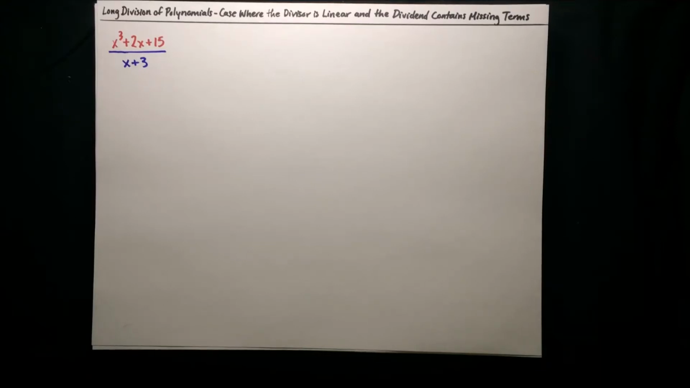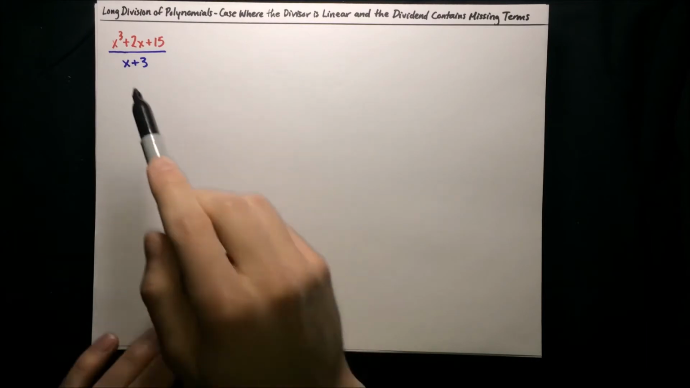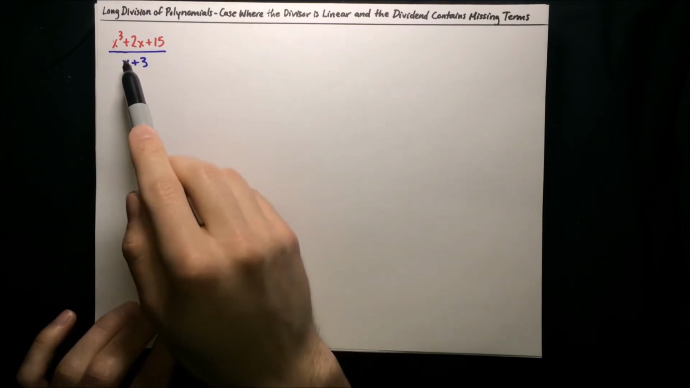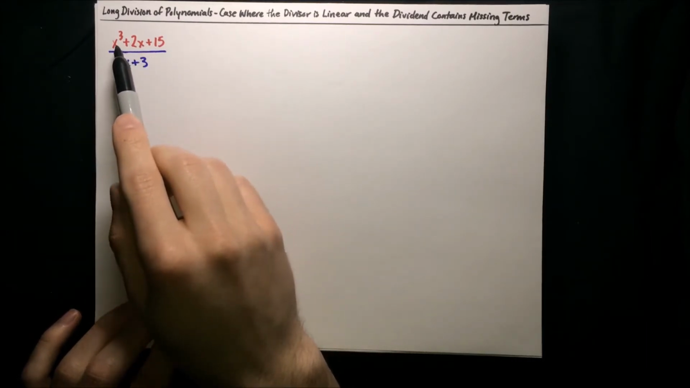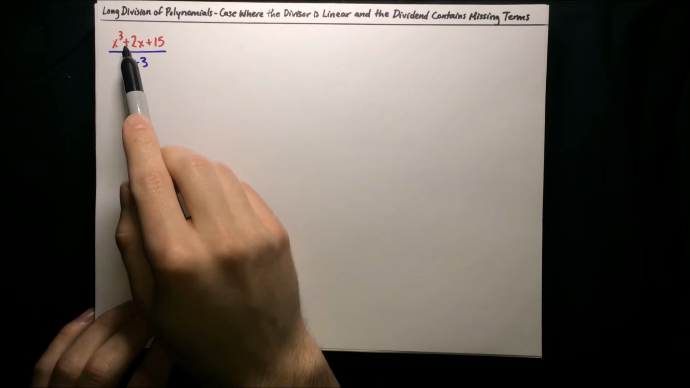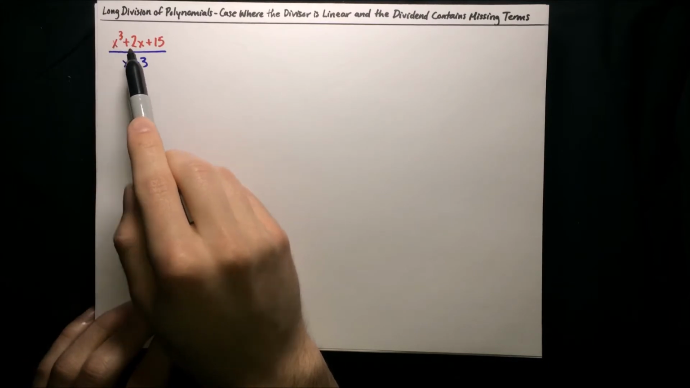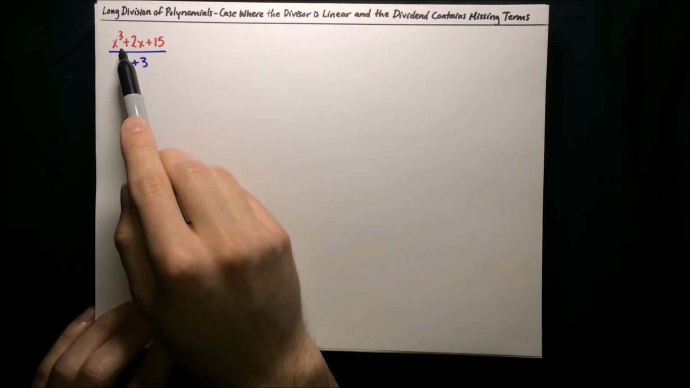In this video, I'm going to show you how to do polynomial long division when the divisor is linear and the dividend contains missing terms. So here the dividend is missing an x squared term. We've got an x to the third term, we've got an x term, but there's no x squared term here. So how do we deal with this?